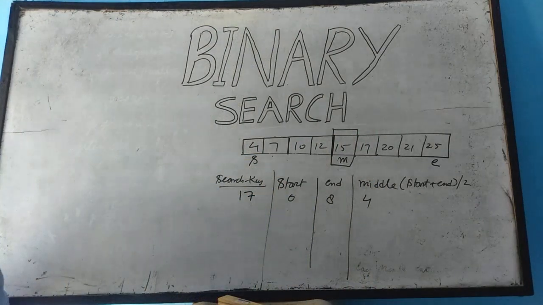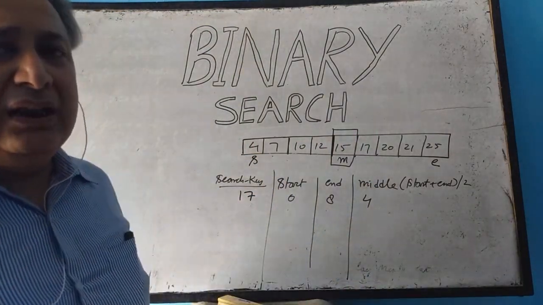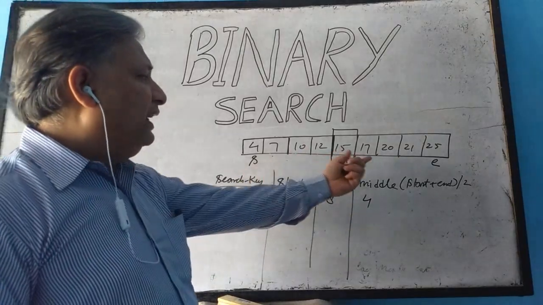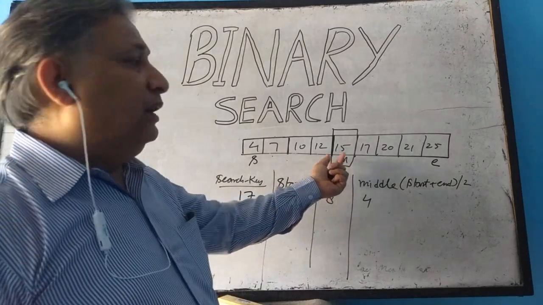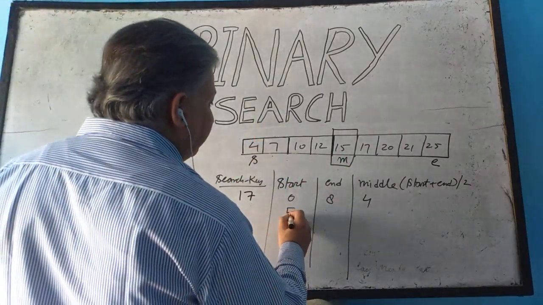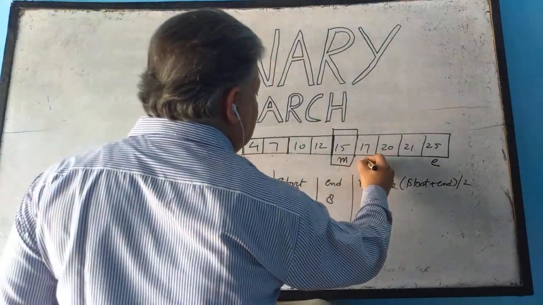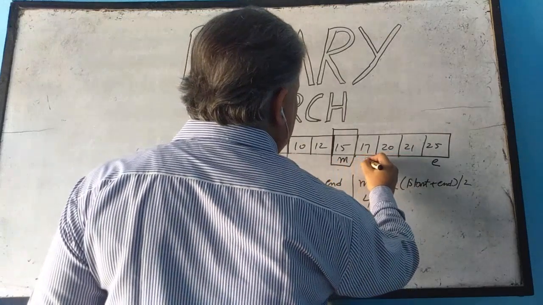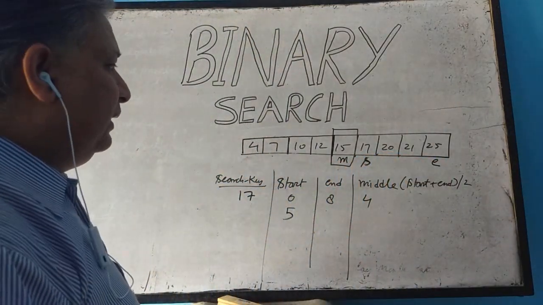If it is not equal, 17 will be at the left hand side or at the right hand side. You can see 17 is at the right hand side, which means 17 is greater than the number at the middle. So we'll change the value of start. Start will become middle plus 1. So our new start is this. It is index number 5 to index number 8.